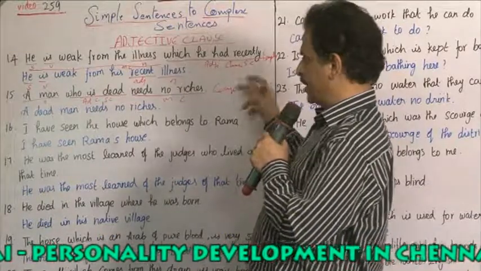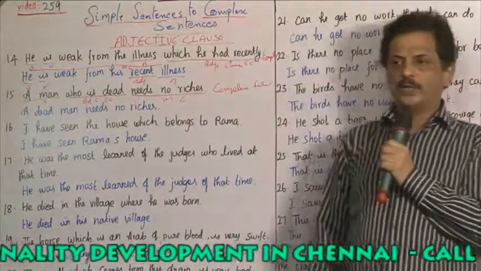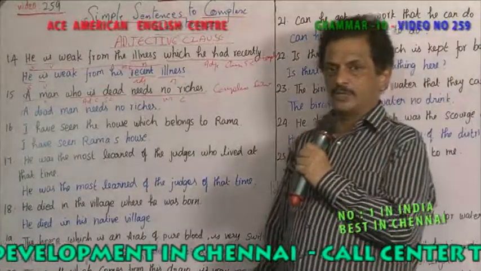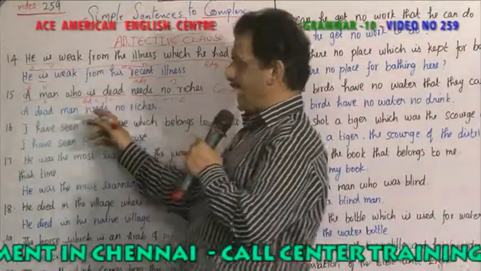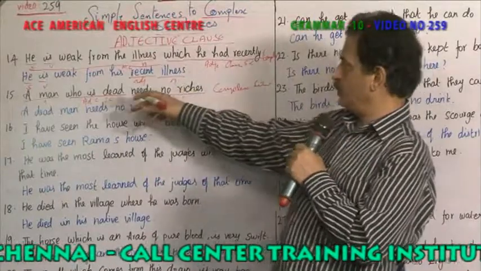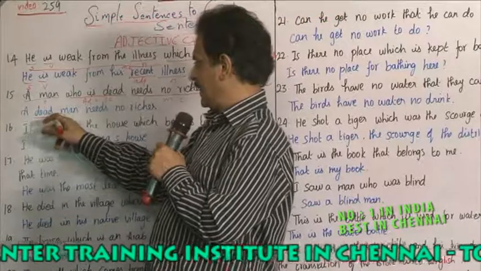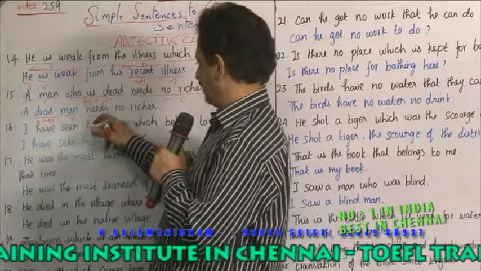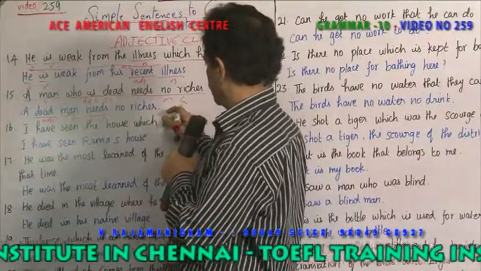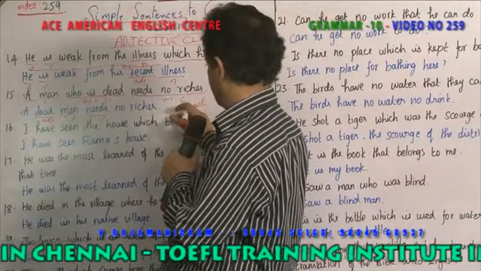So this sentence has to be made into a simple sentence. How do you convert it into a simple sentence? A dead man. So who is dead changes into dead, as an adjective. A dead man is the noun. Needs is the single verb. So only one verb is there, so it is called a simple sentence, right?